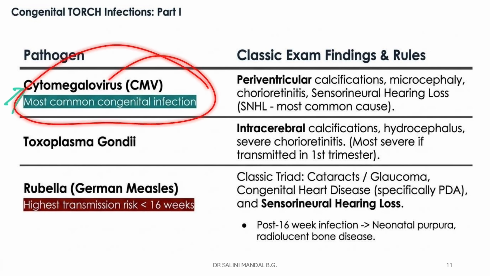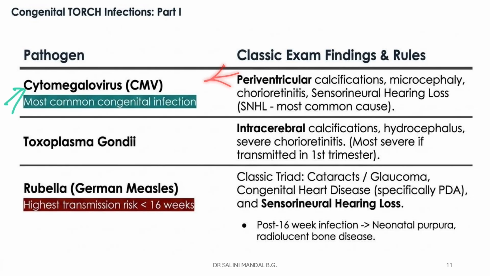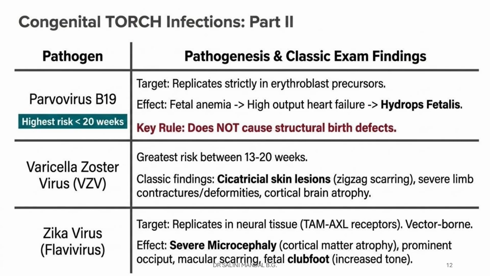And then the most common congenital infection, that is going to be cytomegalovirus. So remember, periventricular calcification, cytomegalovirus; intracerebral calcifications, Toxoplasma gondii. The triad, please remember the triad, that is cataract or glaucoma, congenital heart disease, and sensorineural hearing loss in rubella. Okay, apart from that, parvovirus B19, highest risk is before the 20th week. Remember, this does not cause any kind of structural defect. Okay, so there is going to be fetal anemia leading to high output heart failure and hydrops fetalis. This is something which is happening.